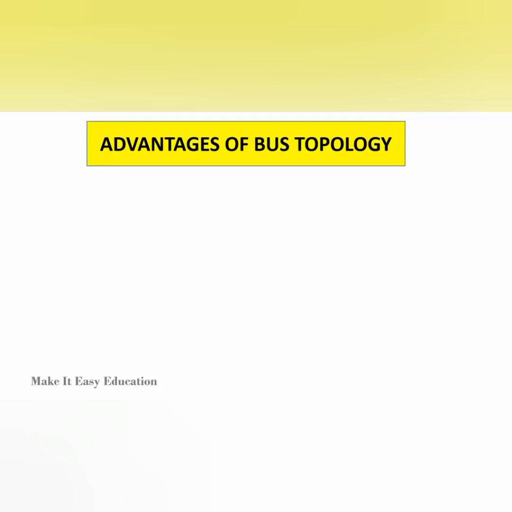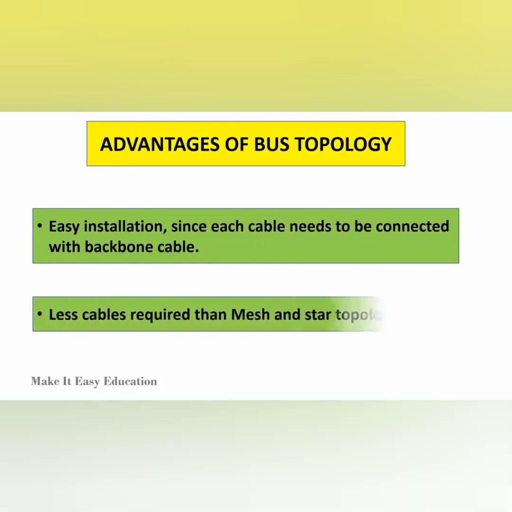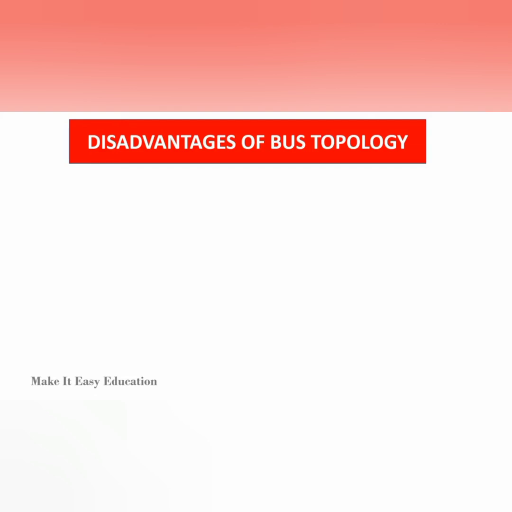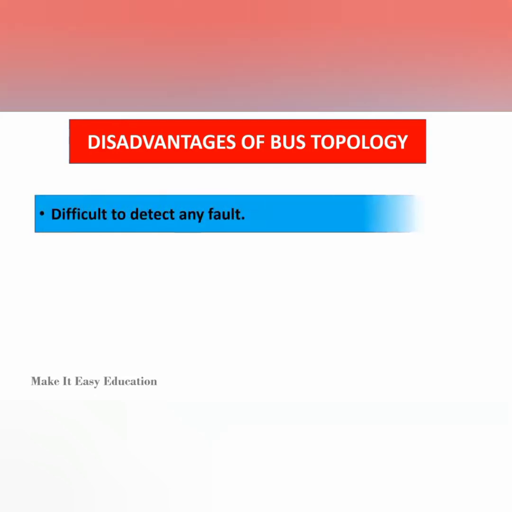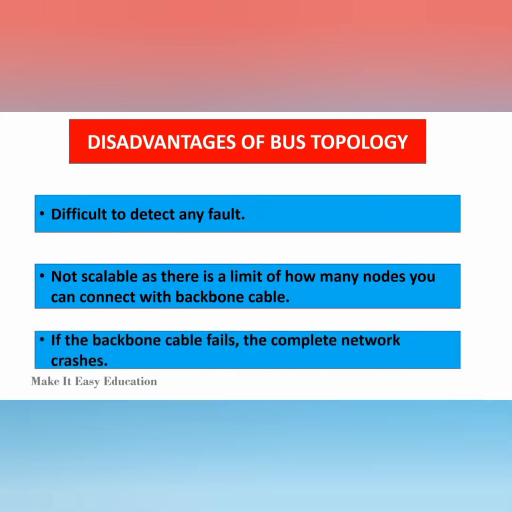Advantages of bus topology. Easy installation, since each cable needs to be connected with backbone cable. Less cables required than mesh and star topology. Disadvantages of bus topology. Difficult to detect any fault. Not scalable, as there is a limit of how many nodes you can connect with backbone cable. If the backbone cable fails, the complete network crashes.